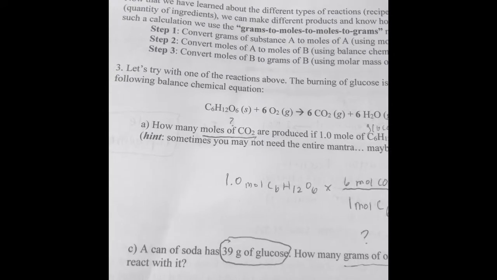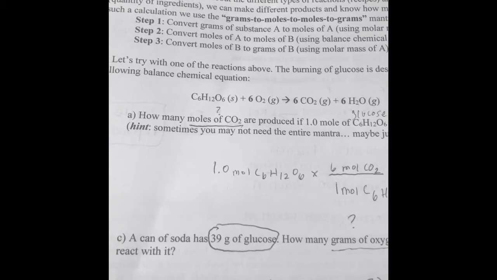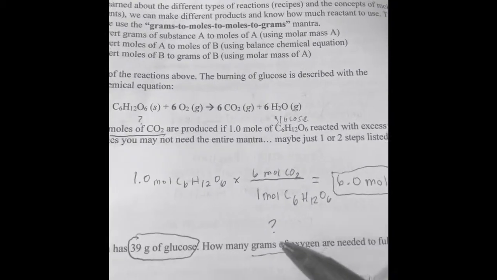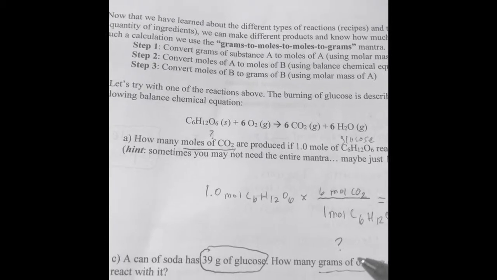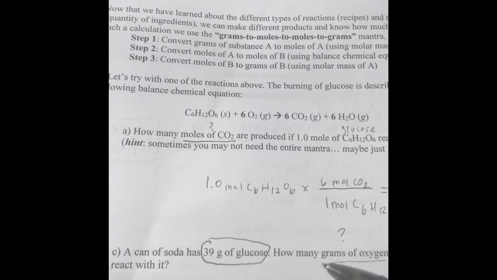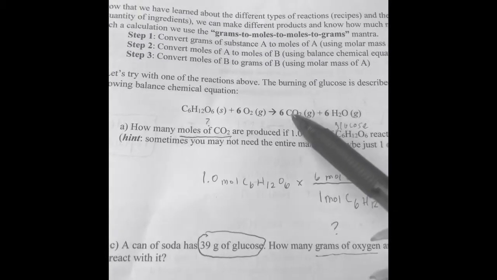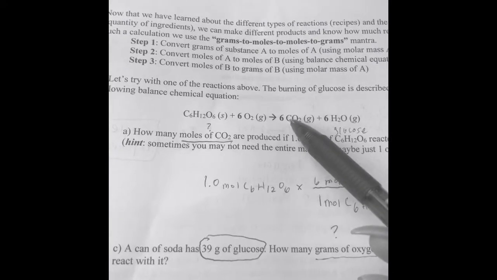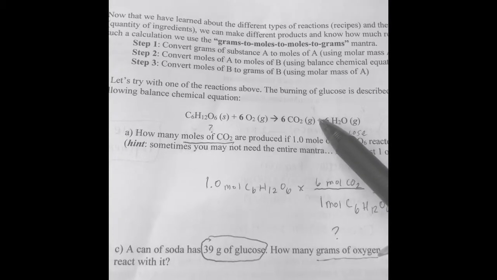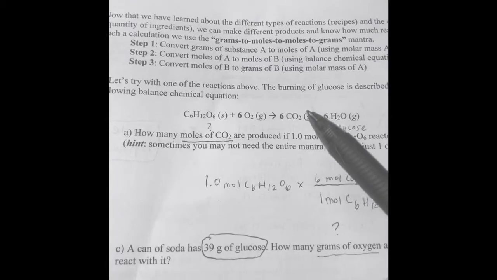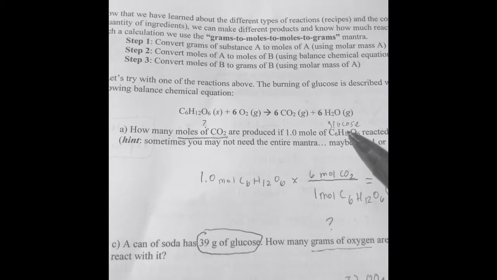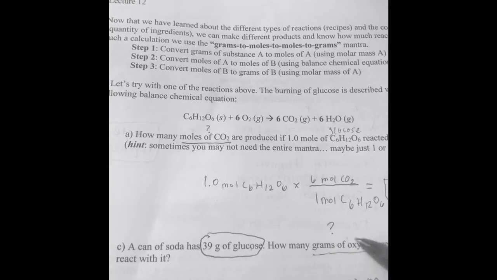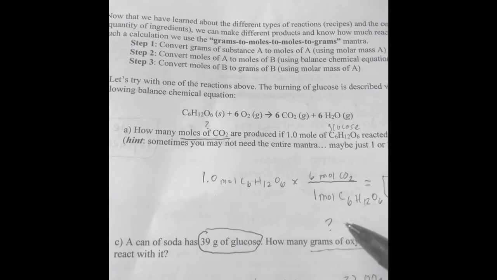So how are we going to set this up? What I like to do for problems like this, starting off with grams and needing to go back to grams, is use the gram to mole to gram method, especially when we have the chemical equation given to us, so we can use the moles to convert to grams again. For this one, we're definitely going to need the mass of glucose and also the mass of oxygen.